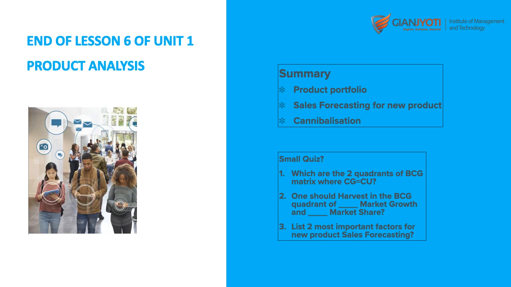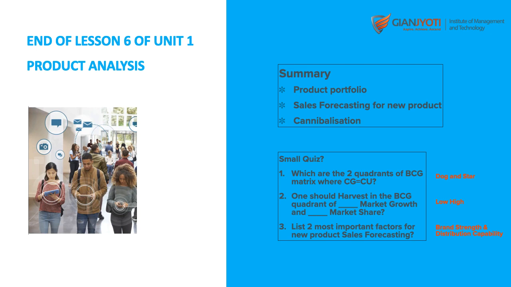I give you some time to write your answers. Well, you can check the answers. The two boxes: the bottom right, where the market is not growing and the market share is also not growing. That is the dog, where CG is equal to CU. Then comes diagonally opposite the star, where the market is growing and the share is also growing. That is the star. Again, CG is equal to CU.